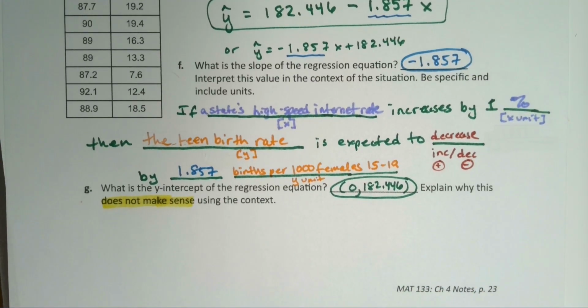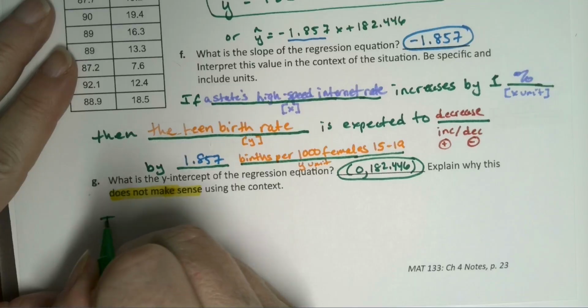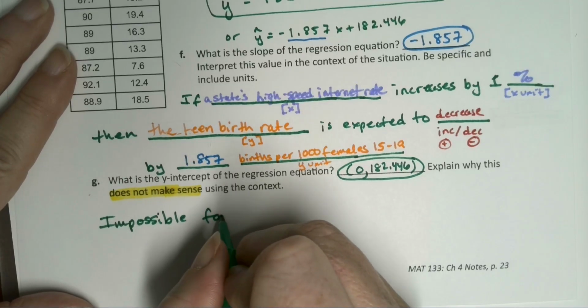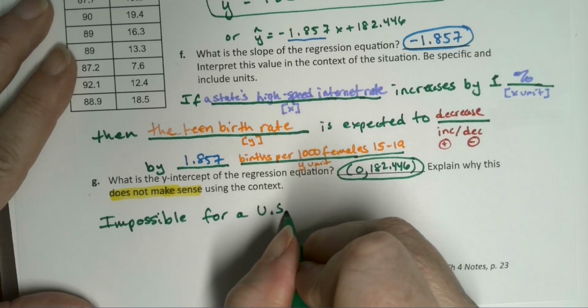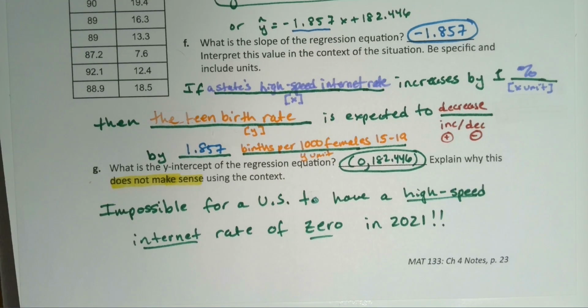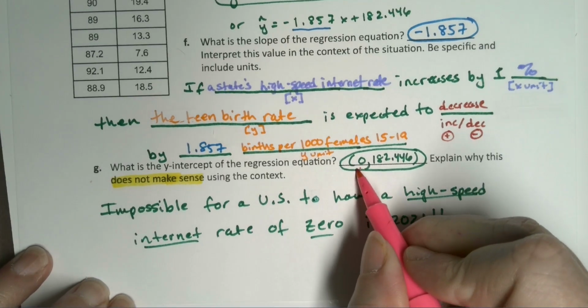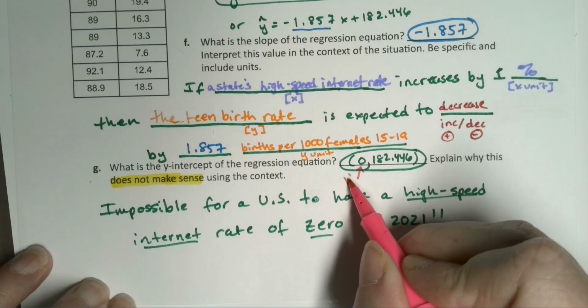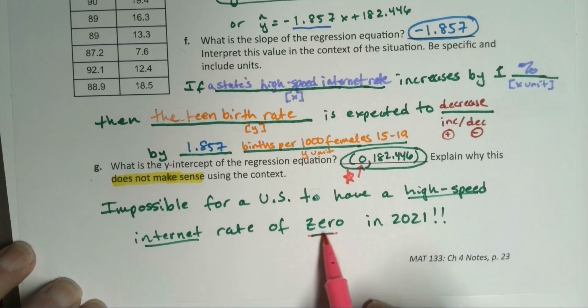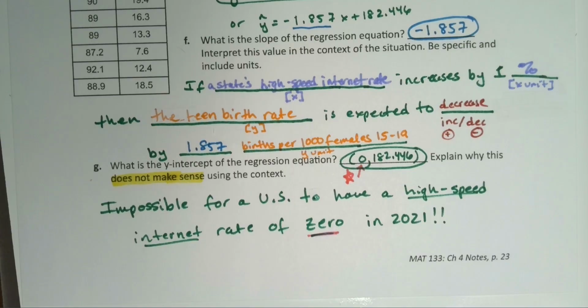It's impossible for a US state to have an internet rate of 0. Yet again, it's the x equals 0 that makes no sense. This is the part you've got to watch out for, right? Because, and I'll just start it. The x equals 0 is what makes no sense in this case, and that's usually the case with these problems.